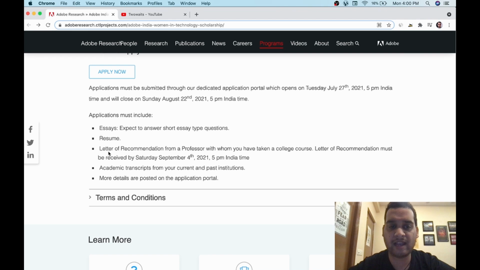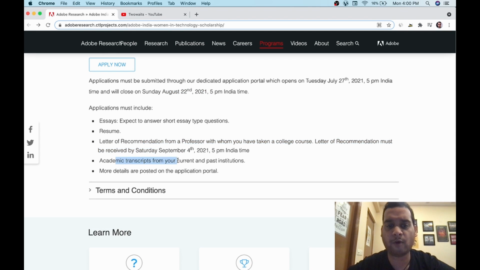So you have to bring a LOR, a letter of recommendation, from a professor with whom you have taken a college course, any associate professor or assistant professor. Mostly students bring it from the HOD, so whoever you want, you can do that, and you can submit it up to 4th of September. The last date is 22nd, but you can give it up to 4th of September as it is written here.